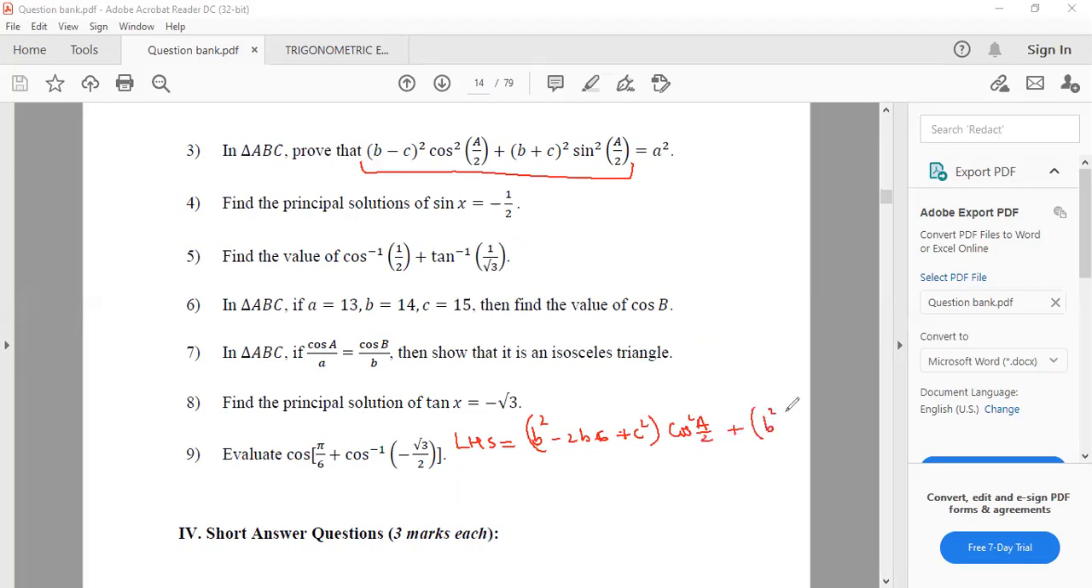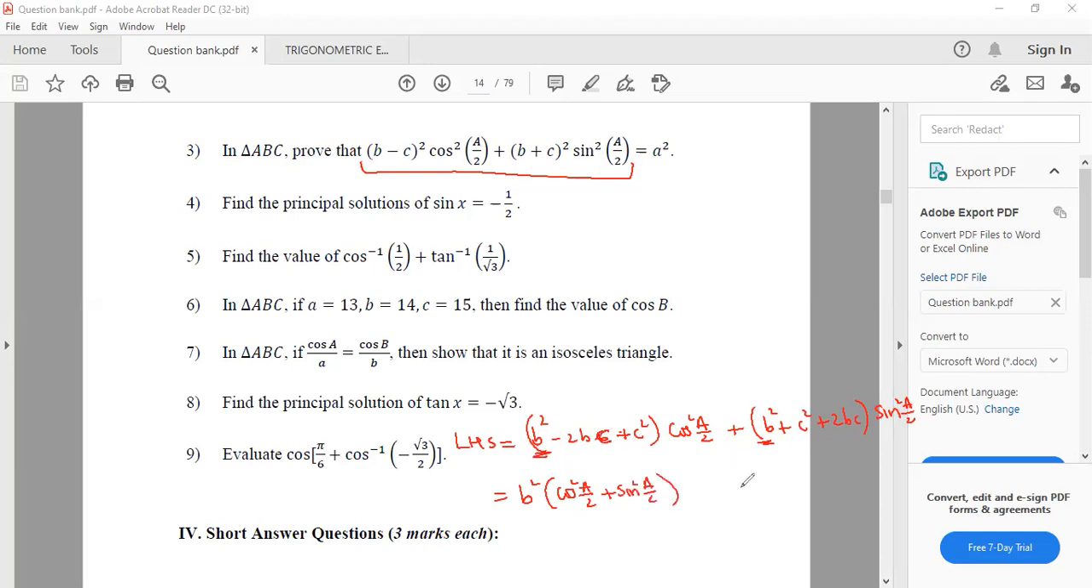Sir, or can we do this? We can take b as k sin A and c as k sin C and cos square. Just look at this. तो मजा आएगा इसमें, ऐसे ही करते हैं. 2 स्टेप में आपका आंसर आएगा. Now b square coefficient you take. Cos square A by 2 plus sin square A by 2.